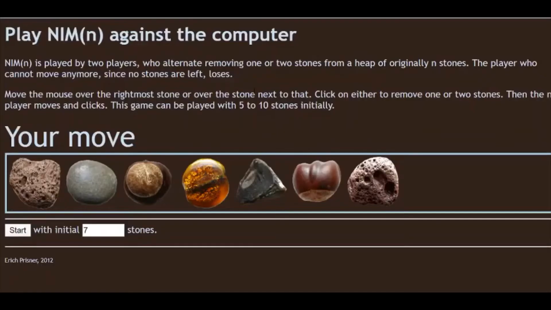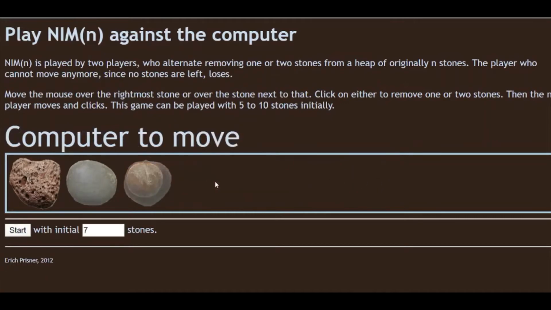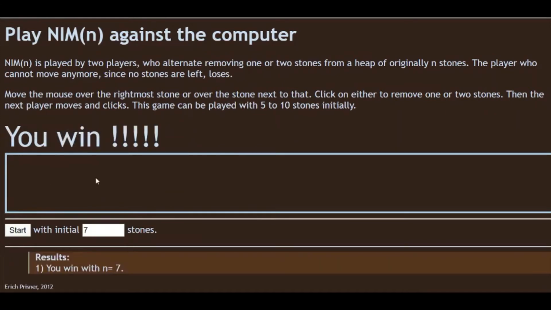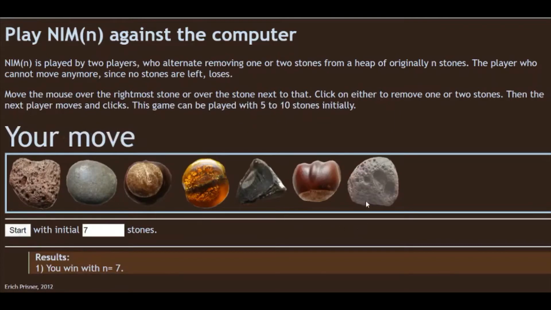So let's say we start with 7 stones, and let's say we can start, so we play against the computer, and then many of you will know how to play this correctly. You have to start removing 1 stone. The computer removes 1, we remove 2, computer removes 2, we remove 1, and we have 1. So let's play it again, and let's explain how this is done.